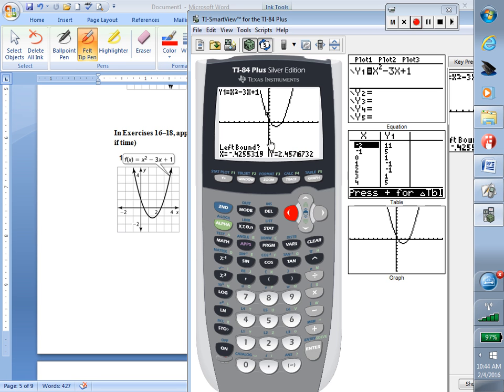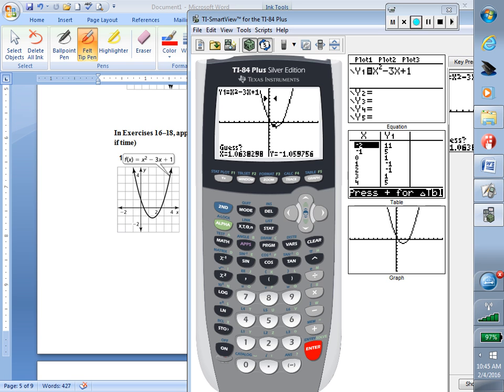Once you have it to the left, press enter, and then it's going to ask you right bound. So I need to arrow to the right and put my blinking cursor so it's to the right of that intercept I'm trying to find. I don't want to go too far to the right. I can't get up above the other intercept. I can't go too far. I've got to stay close to that intercept. Once you have your cursor off to the right, you can press enter again.